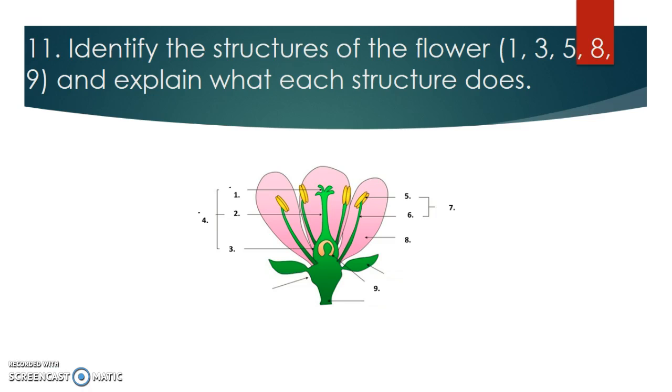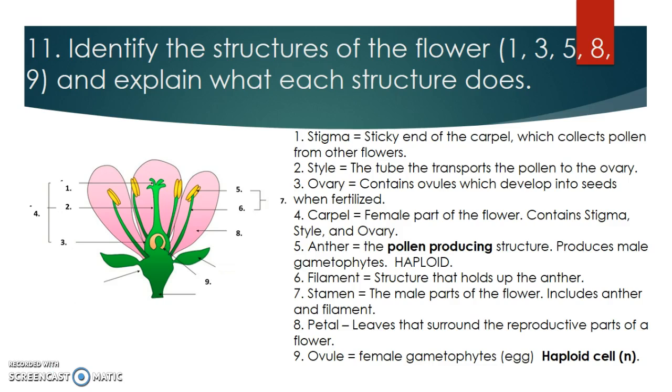Identify the structures of the following flower here: 1, 3, 5, 8, and 9. I have them all labeled here, but your highlighted ones would be 1, 3, 5, 8, and 9. Pause the video to get the answers.